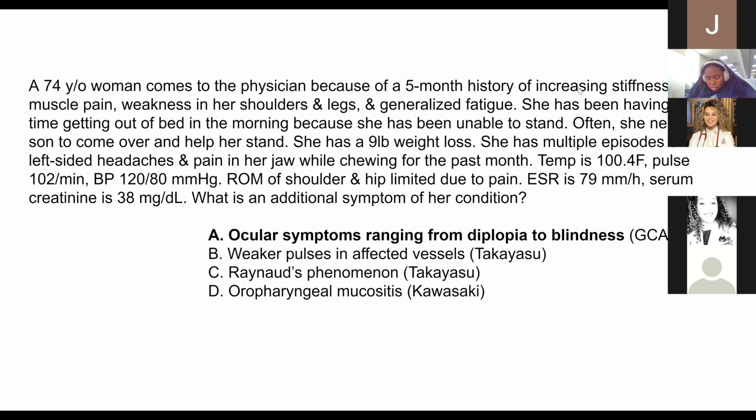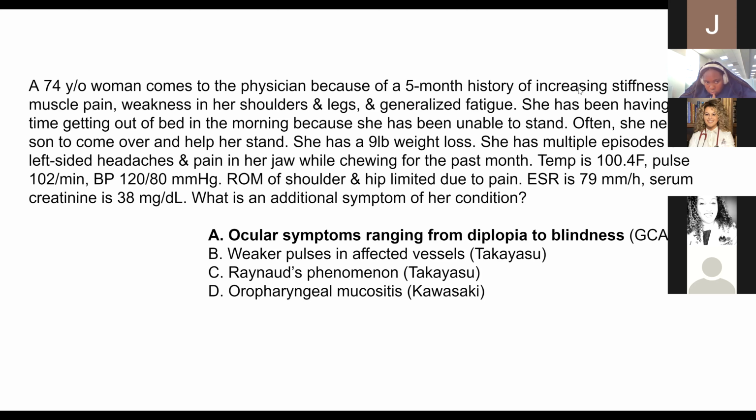And a big symptom that we are very concerned about with doctors is the fact that they can go blind. So ocular symptoms ranging from diplopia to blindness, GCA. The other one's like Takayasu, right? That's the pulseless disease is what B is saying. C again, Takayasu or Buerger's, like you guys brought up. I just didn't put the Buerger's thing, but yes, Raynaud's phenomenon is also with Buerger's.